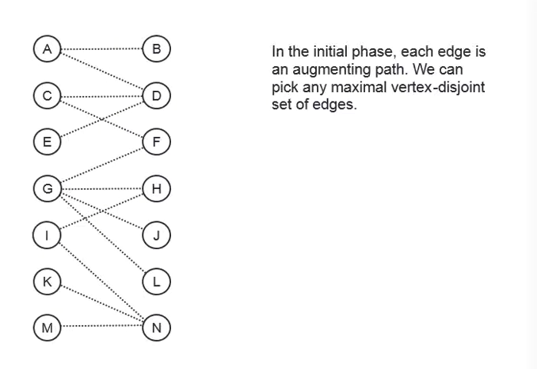Consider this example. In the first phase, each edge is an augmenting path, so we can choose any maximal vertex-disjoint set of edges to add to our partial matching.